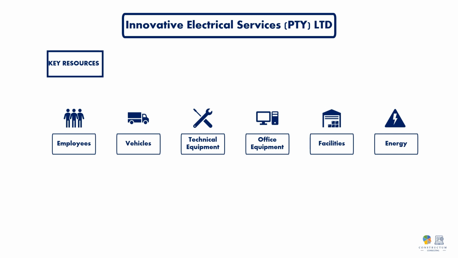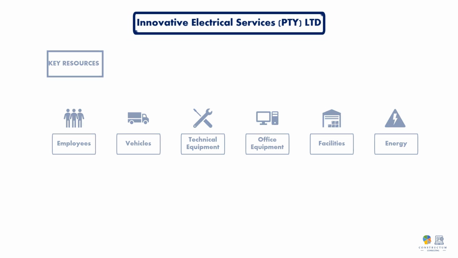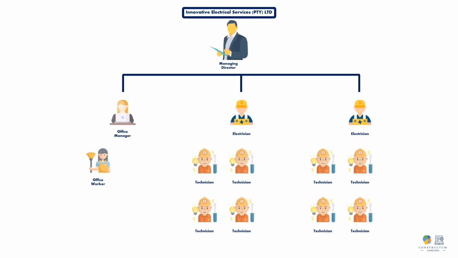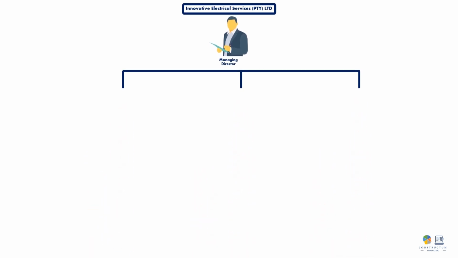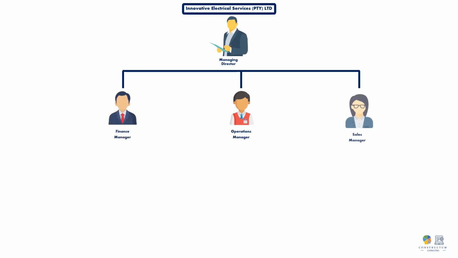The staff complement of Innovative Electrical Solutions presently consists of Karel as Managing Director and Office Manager, 2 recently qualified junior electricians, 2 teams of 4 technicians, and 1 general worker. Earlier, Karel decided that IES must have a management team consisting of the following management roles: an operations manager, finance manager, and a sales manager.